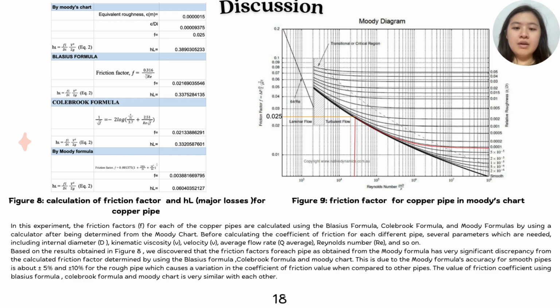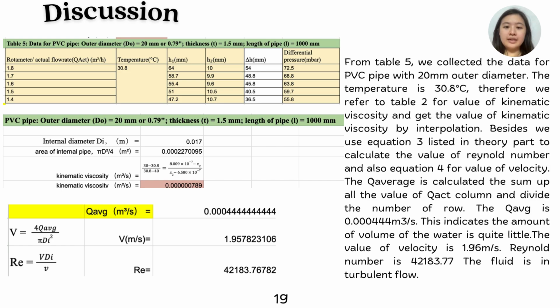From Table 5, we have collected the data for the PVC pipe with 20 millimeter outer diameter, and the temperature is 30.8, and we use the table the same way. We use interpolation to calculate the kinematic viscosity, and we also calculate the velocity and Reynolds number. As you can see, the velocity is 1.95, and the Reynolds number is 42183.7, which is turbulent flow.